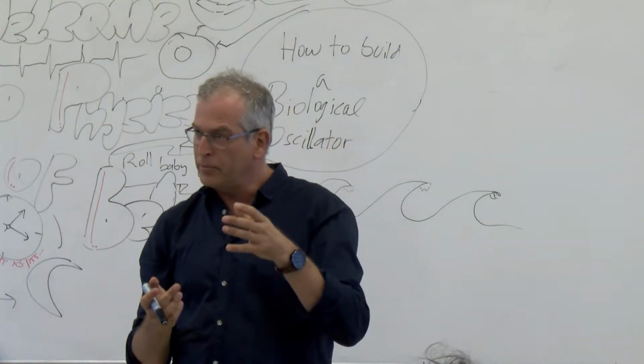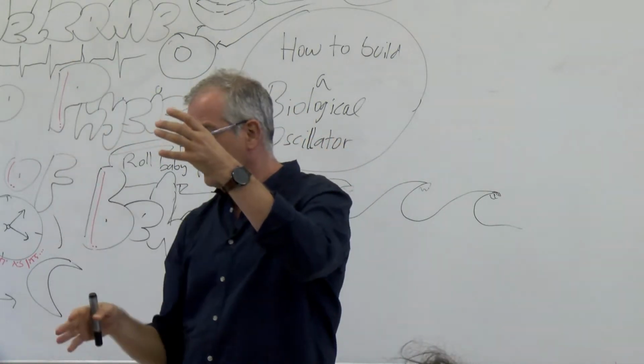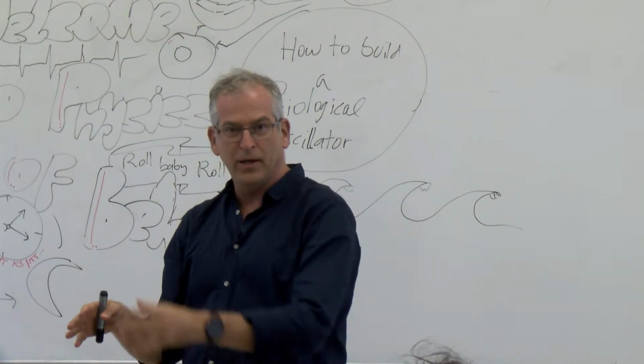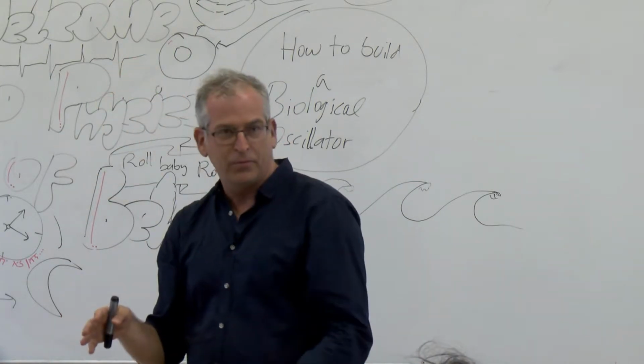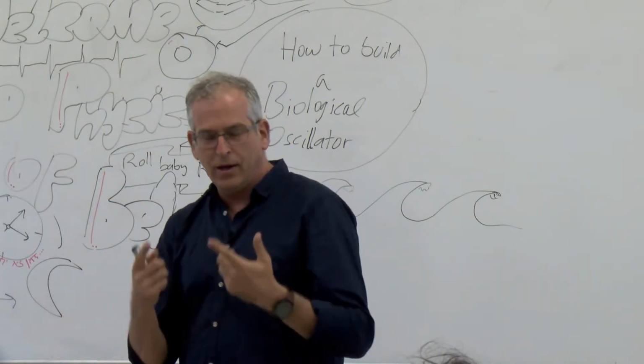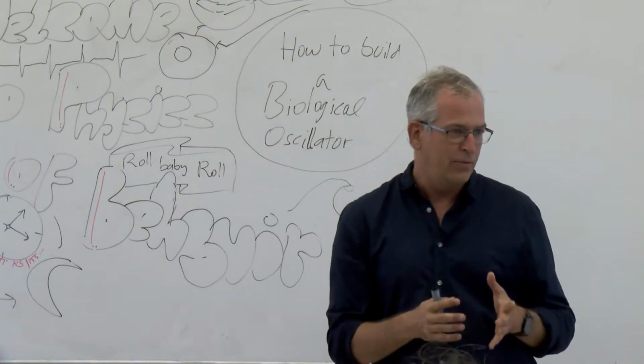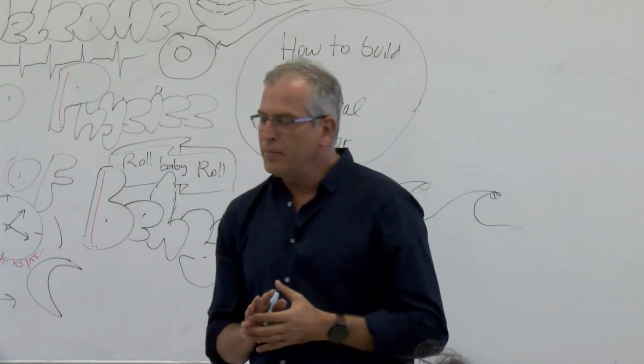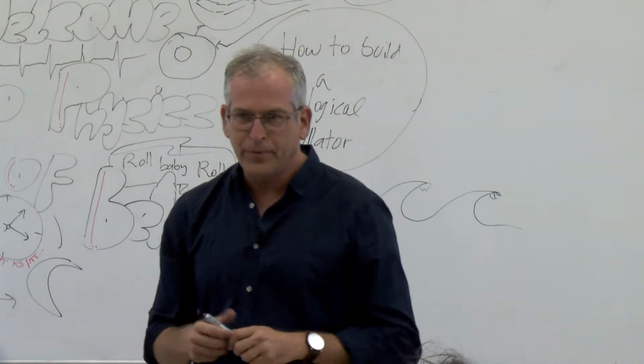That's a negative feedback loop, right? When it's high, let's say it shuts off its own production. Then when it's low, it's made again. But when it's high, it shuts off its own production. So inside every biological oscillator, there's a negative feedback loop. But just having negative feedback is not enough, okay?